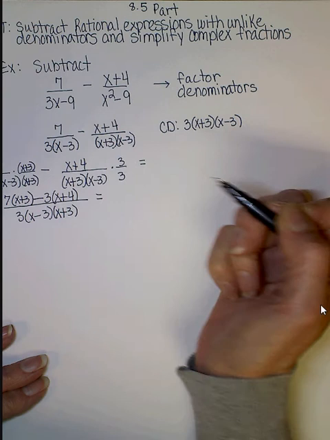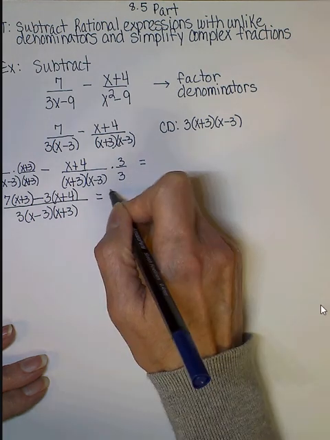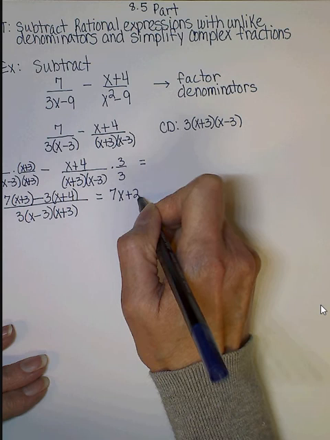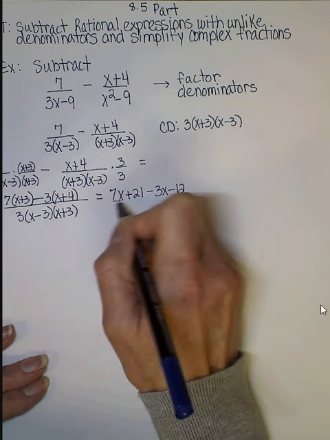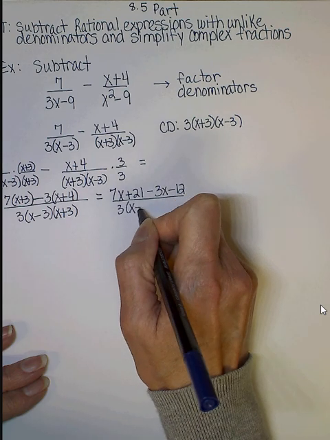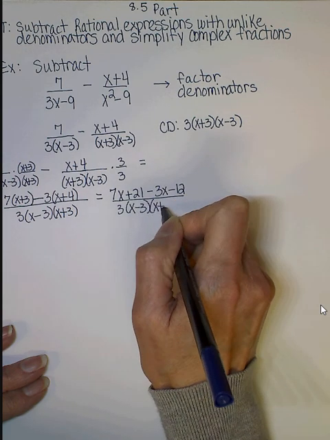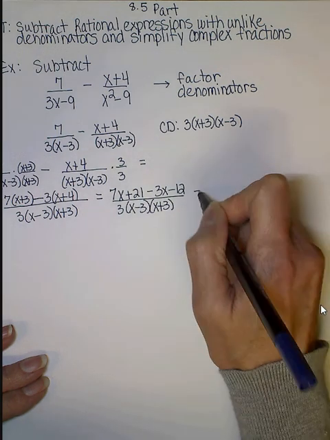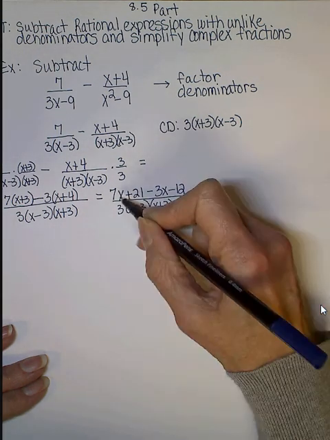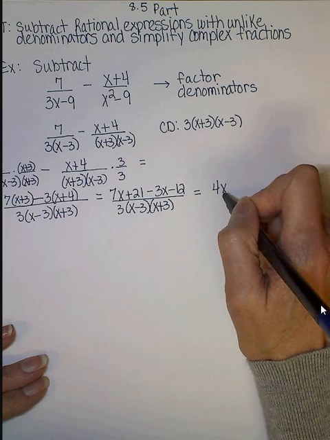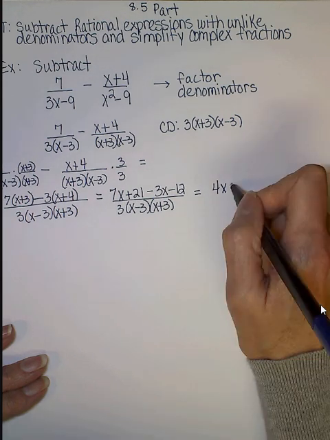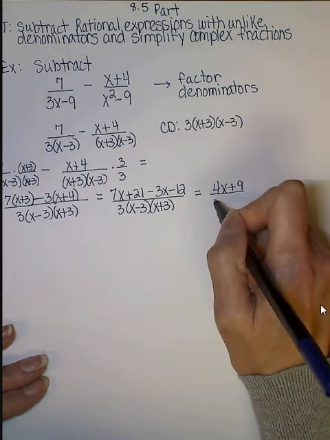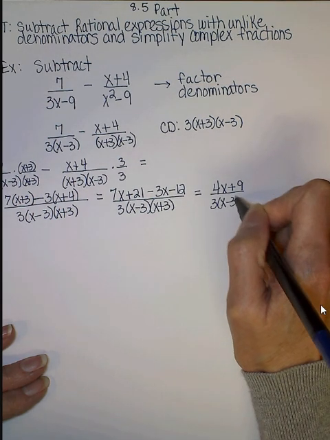Okay, now we just need to clean it up. Let's do the distributive property on both of them. And one more step, combine like terms. 7x minus 3x would give me 4x, and then the 21 minus 12 would give me 9. And again, you don't have to multiply out the denominator, just leave it factored.